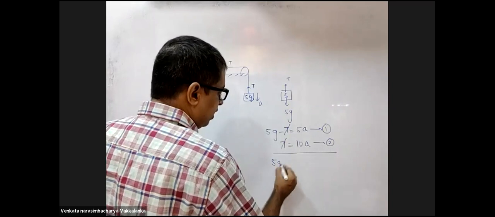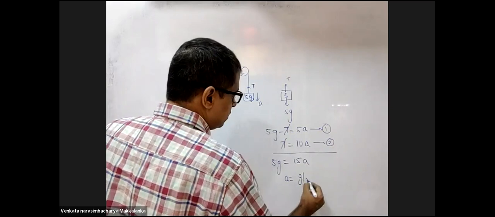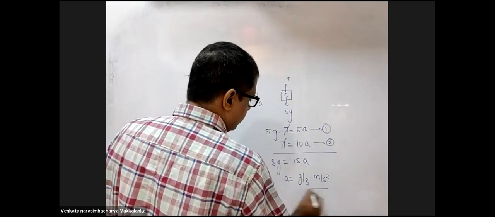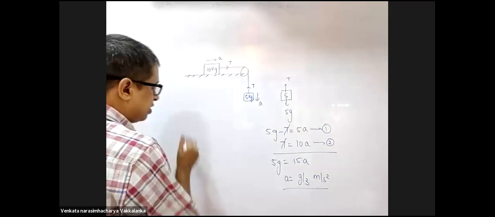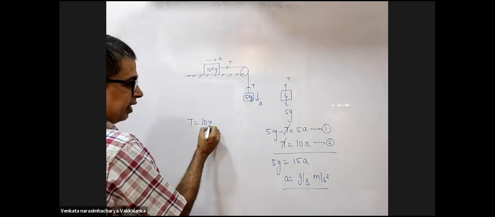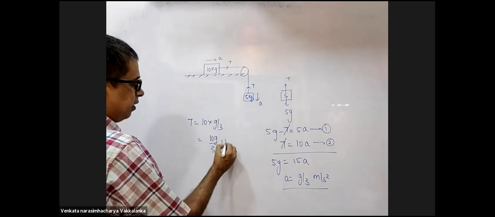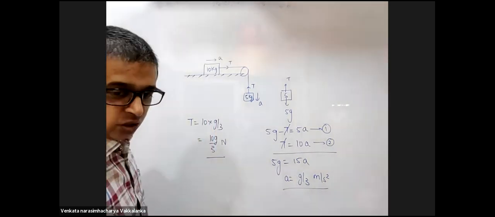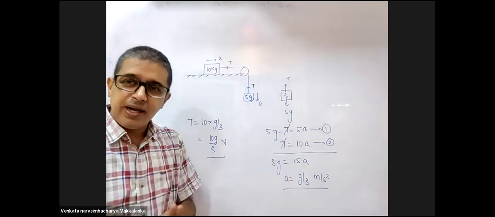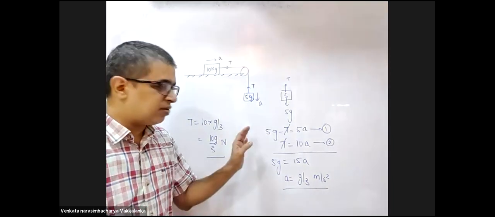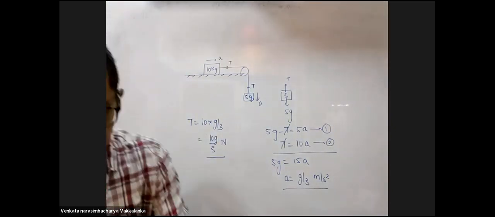Add both, I'll get 5G is equal to 15A. G by 3 meter per second square is the acceleration of these both. If you ask me for tension, it will be 10 into G by 3. 10G by 3 Newton is the tension in the string. Simple, straightforward, elementary, what we have learned in the previous class, just reminding you of it using an example. Take it down till here.